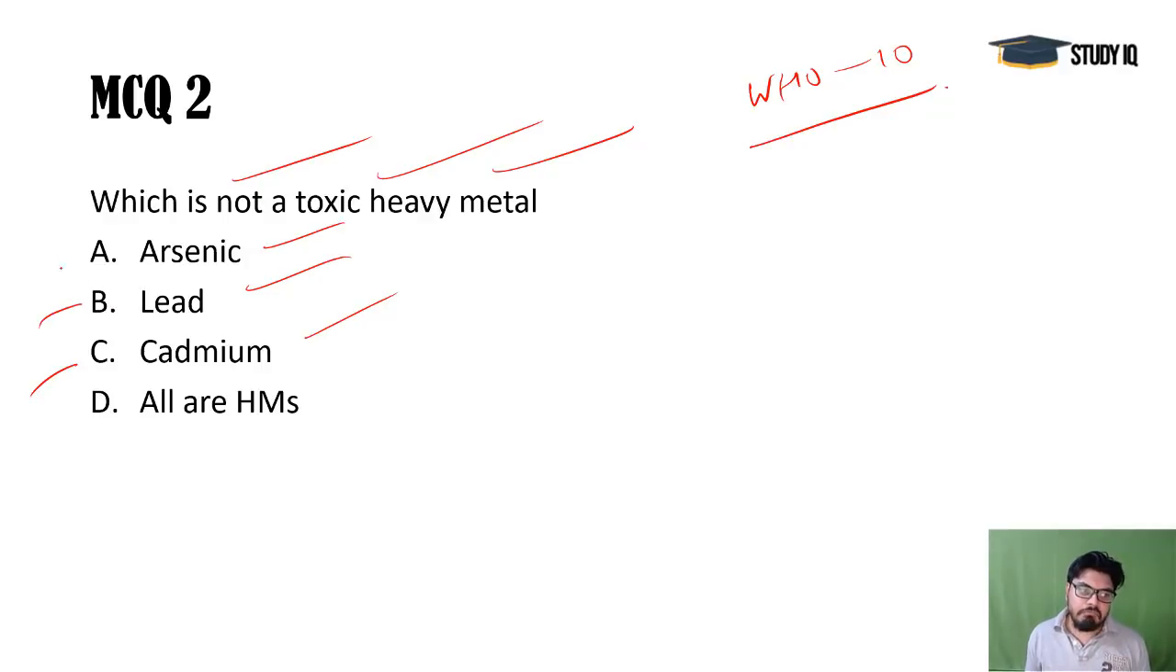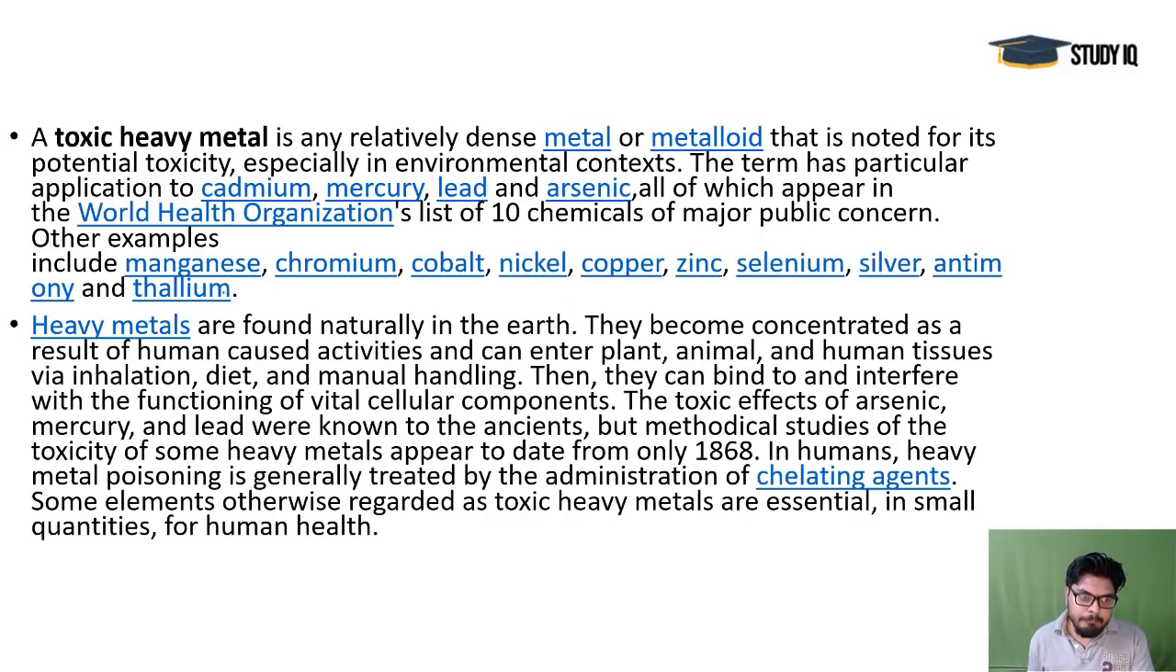And arsenic, we have learned a lot of things about arsenic in the last 2-3 days. So A, B, C are all heavy metals. So D is the answer here. You can see manganese, chromium, cobalt, nickel, copper, zinc, selenium, silver, antimony, thallium. These all are heavy metals. Okay, so remember all these things, and WHO has a list of 10 chemicals of major public concern, heavy metals.